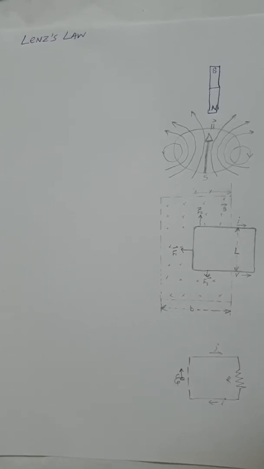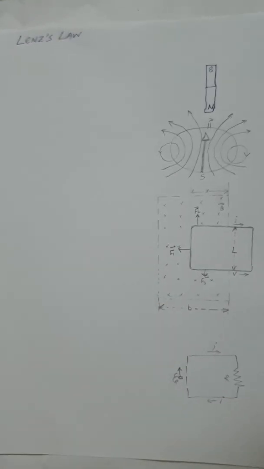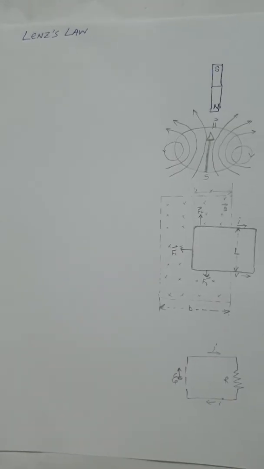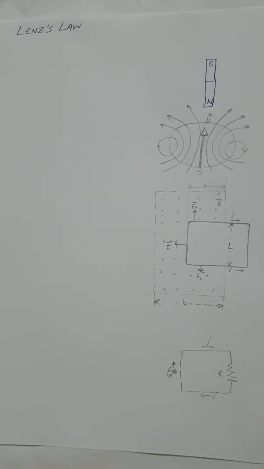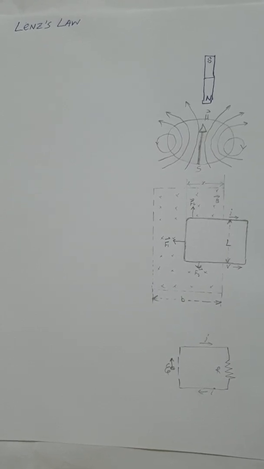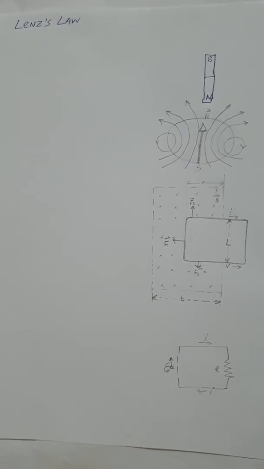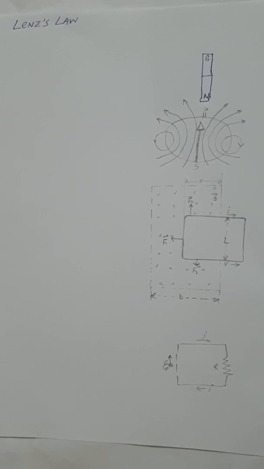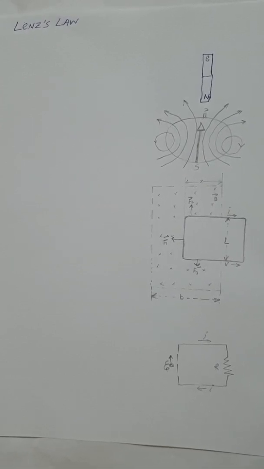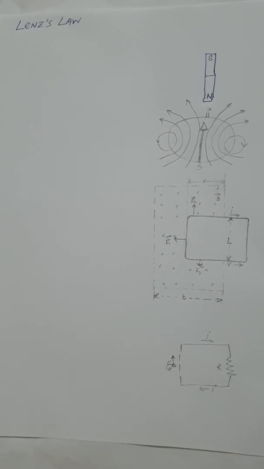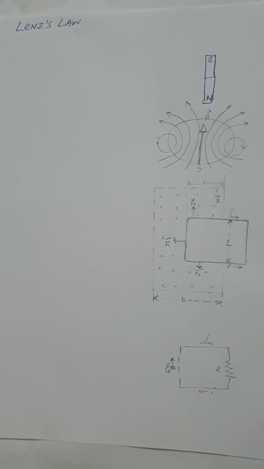So today's topic is Lenz's law. Lenz's law is a convenient method for determining the direction of an induced current or EMF. This law is not an independent principle. It can be derived from Faraday's law, and it also gives the same result as the sign rules we introduced in connection with Faraday's law.